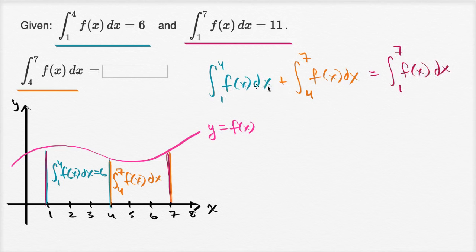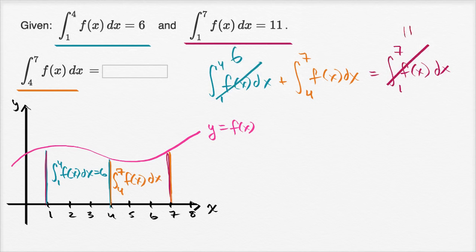And notice what's going on here. The first one is the area from 1 to 4, then we go from 4 to 7. So if you add those together, that's going to be the area from 1 to 7. And so they give us a lot of this information. They tell us that this right over here is 6. They tell us that this is 11.